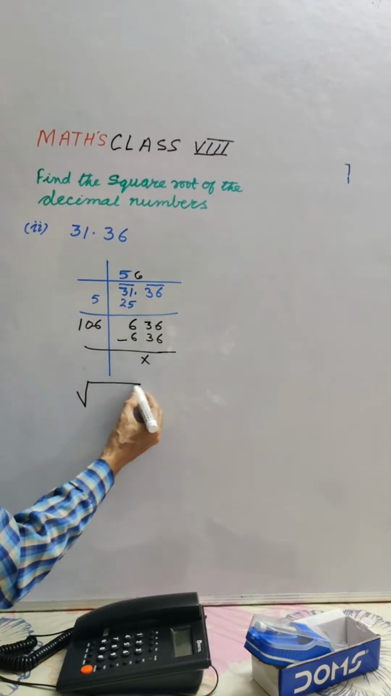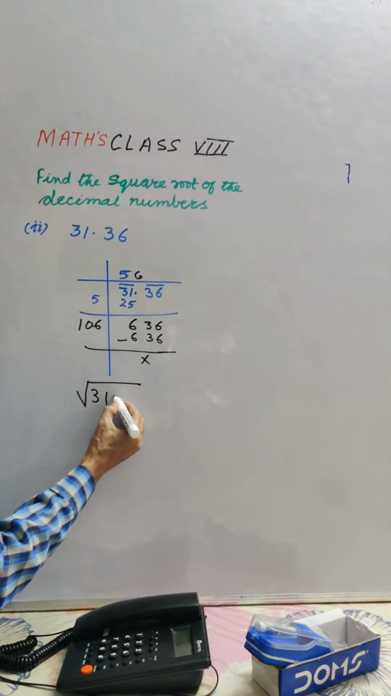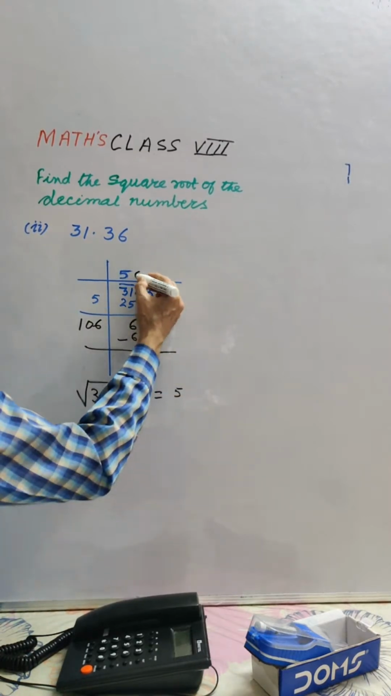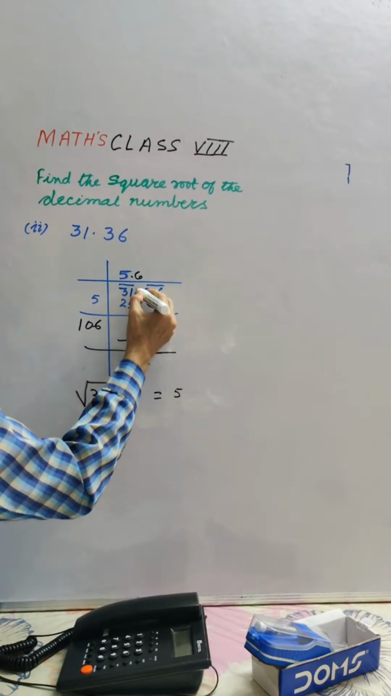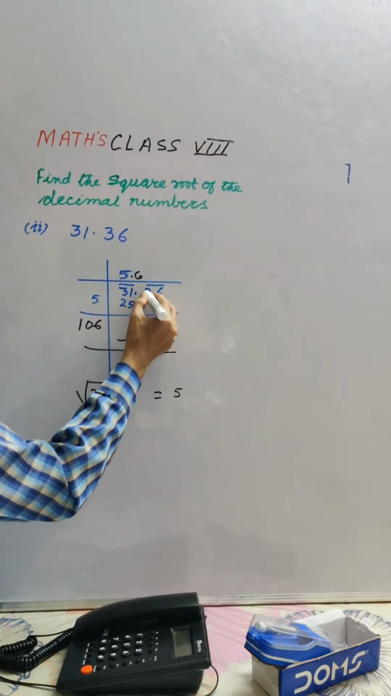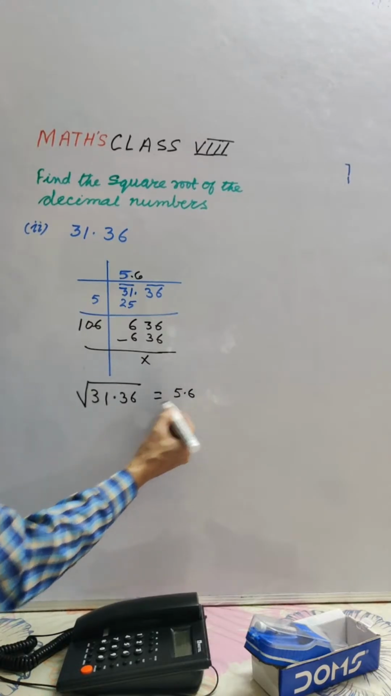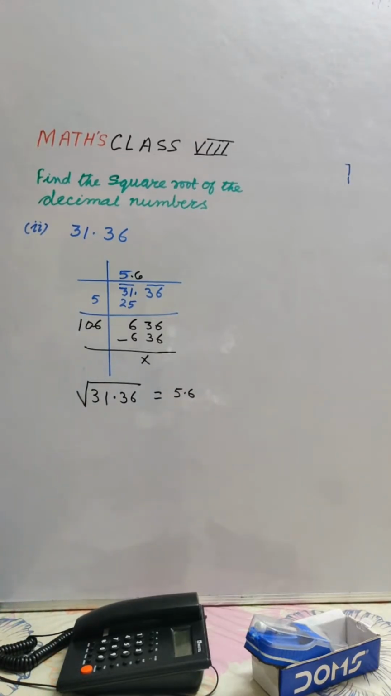Therefore the square root of 31.36 is equal to 5.6. Place the point here before carrying the digit after the point. 5.6 is the square root of 31.36.